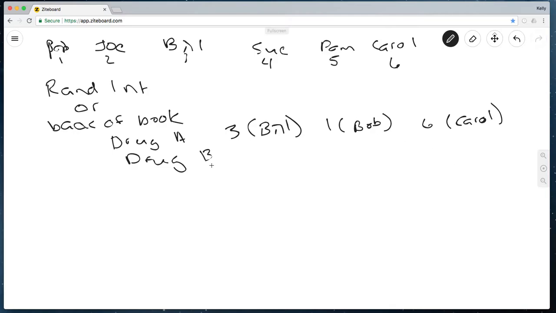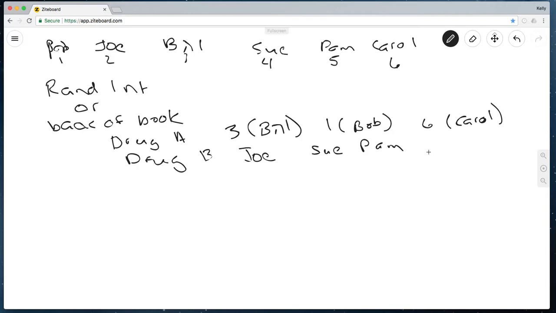Now, I don't need to do the random number table to get the rest of them. It will just be all the rest of them. So the people I didn't use, who will be in drug B, are Joe, Sue, and Pam. So that's how we do a random number table to assign people. So on the test, what it will be is I'll ask you to design an experiment, and that's the diagram thing, I would give you a list of names, and I would say, okay, who's getting what treatment?